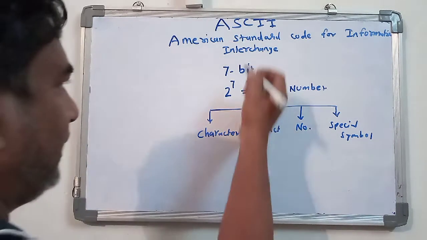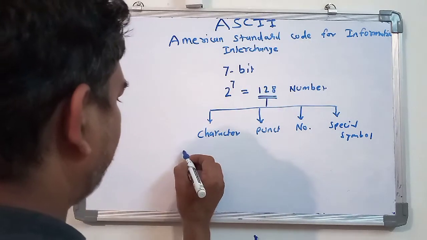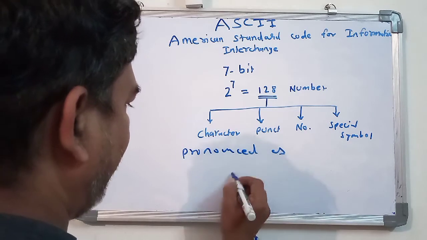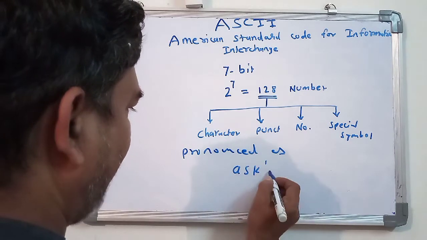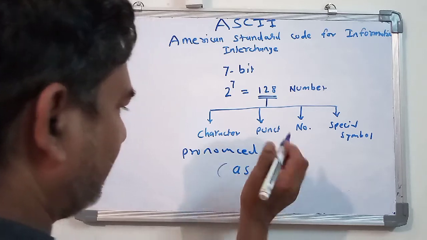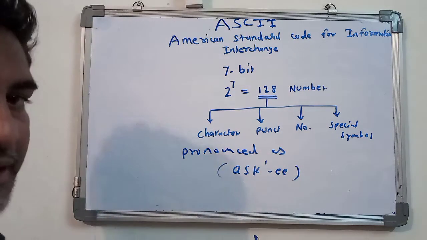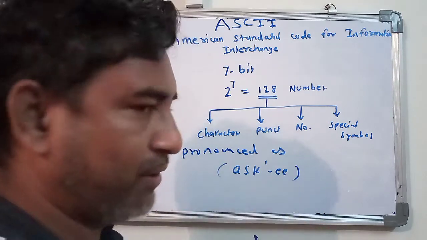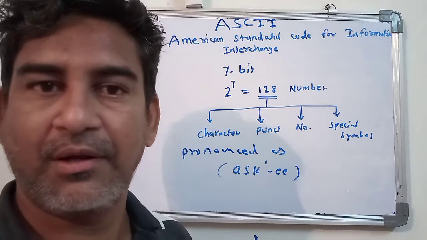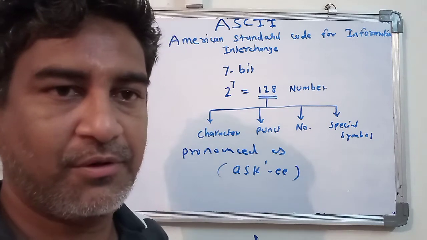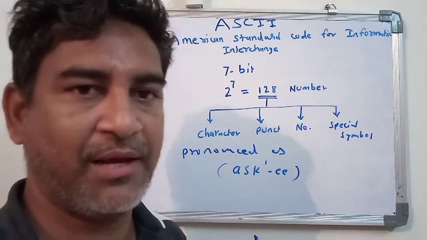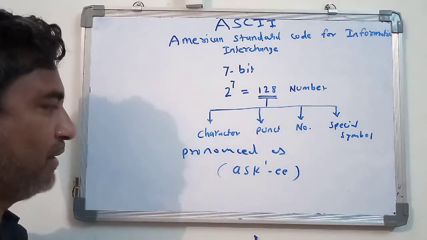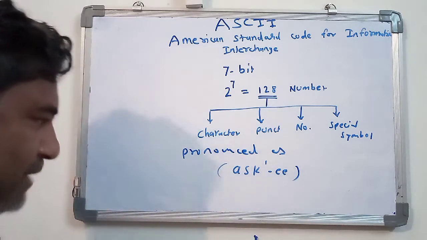Now, this ASCII is pronounced as ASK dash double E. This is the pronunciation of ASCII. Okay, it is very much important, because in a board pattern question paper also, somewhere in the fill in the blanks it asks. So it is ASCII, pronounced as ASCII.